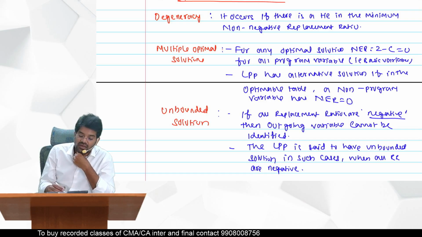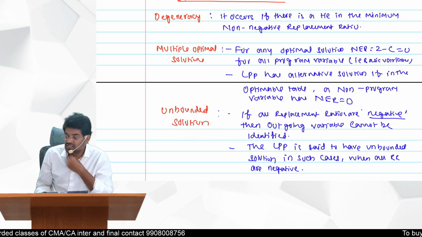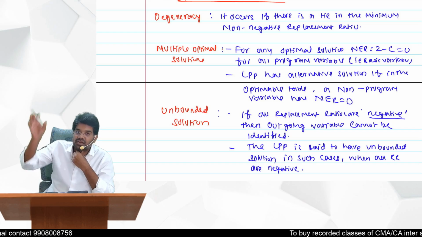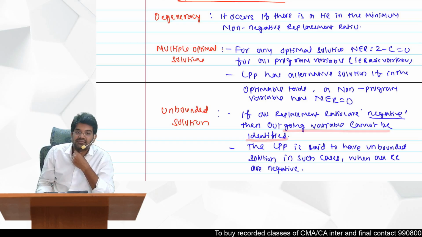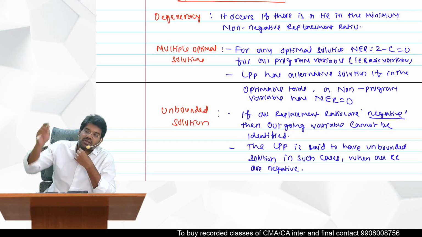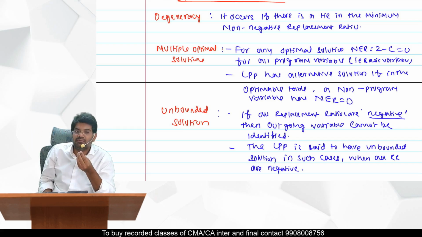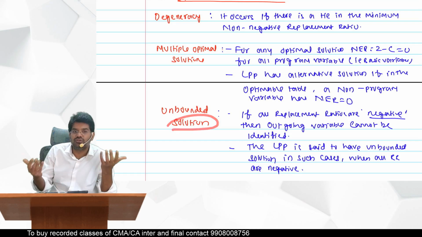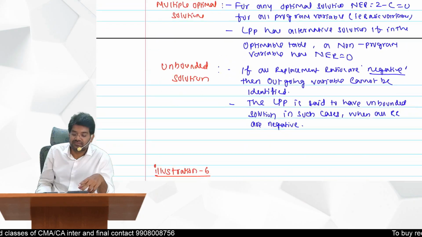Next, unbounded solution. When do you call a solution unbounded? If all the replacement ratios are negative, then the outgoing variable cannot be identified. We cannot take a minimum non-negative value. So that is called unbounded, which means there is no solution at all. So these are some special issues in LPP.